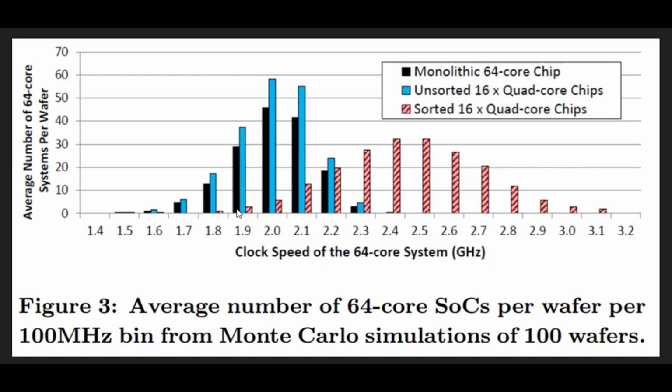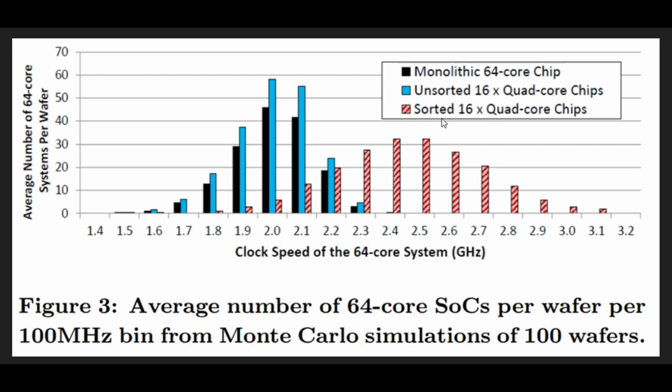So what this means is the average gigahertz dramatically increases as soon as you sort these quad-core chips, with an average around 2.4 to 2.5 gigahertz. Remember, this is just a spread of the number of 64-core systems. So the average gigahertz has moved from around 2 gigahertz for the monolithic 64-core chip up to 2.4, 2.5 gigahertz for the 16 sorted quad-core chips.